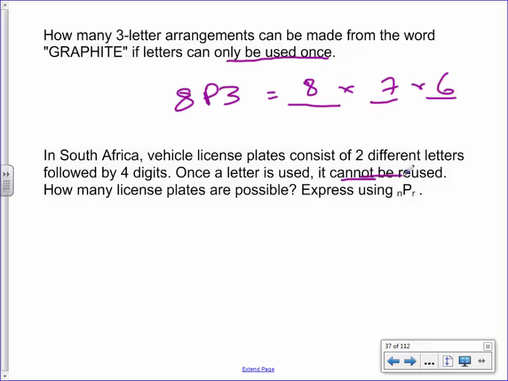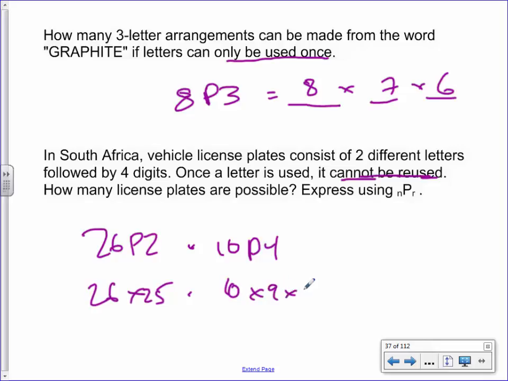So for example, on this next one here, it says letters can't be reused. It says first there's 2 different letters and then 4 different digits. How many letters are in the alphabet? 26. How many of them do you need? 2. So there's 26 letters, take 2 of them. And then you need 4 digits. Well, there's 10 digits, from 1 to 9 plus 0, but you get 4 of them. This is equivalent to saying 26 times 25 times 10 times 9 times 8 times 7. Whatever that number happens to be.